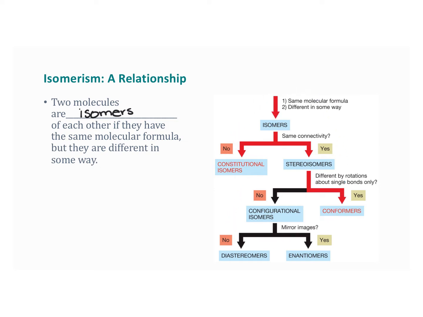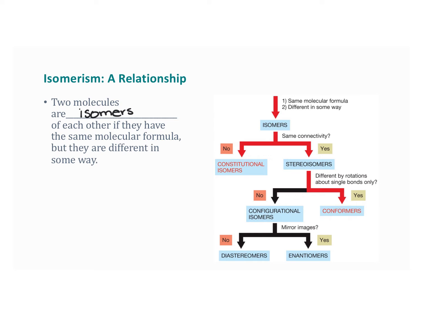So I really love this flowchart. It's going to come up all through chapter 4 and 5, where you have the same molecular formula, but these molecules are different in some way. So we're comparing two molecules and they're different in some way. So these would be isomers. And then if they have the same connectivity, then they're stereoisomers. If they don't, then they're constitutional isomers. And then if they're different by rotations around single bonds only, they're conformers, right? If they're not, then they're configurational isomers, and then we'll get down into mirror images.